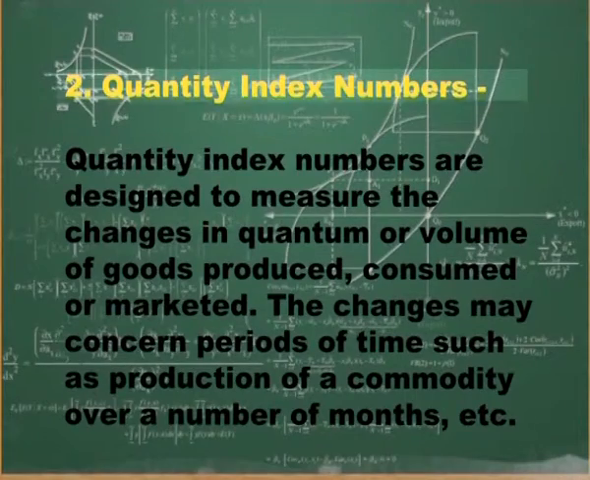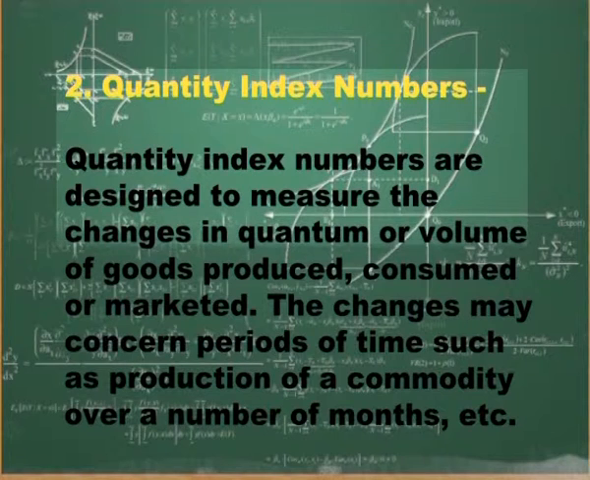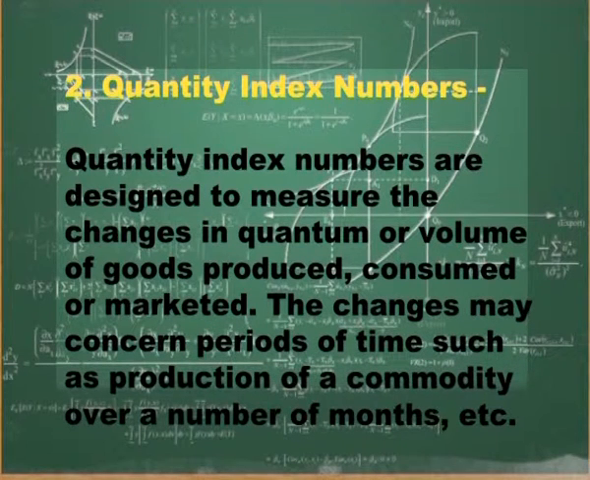Second type, quantity index numbers. Quantity index numbers are designed to measure the changes in quantum or volume of goods produced, consumed or marketed. The changes may concern periods of time such as production of a commodity over a number of months, etc.